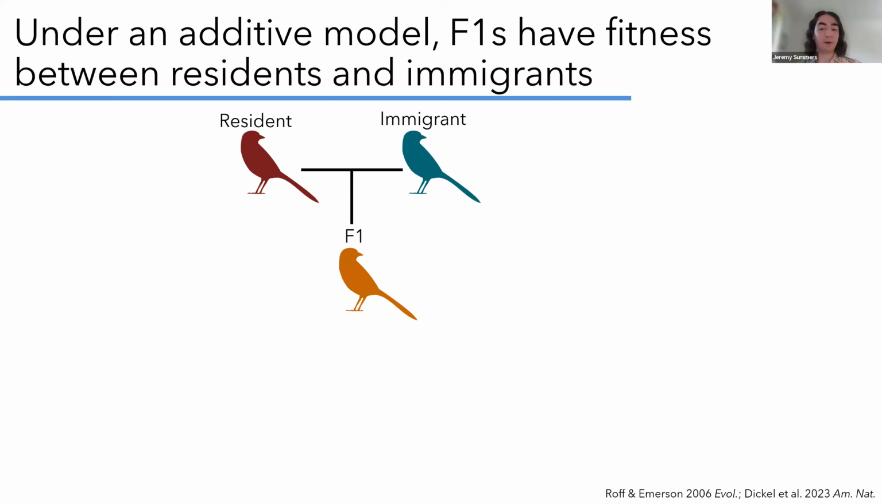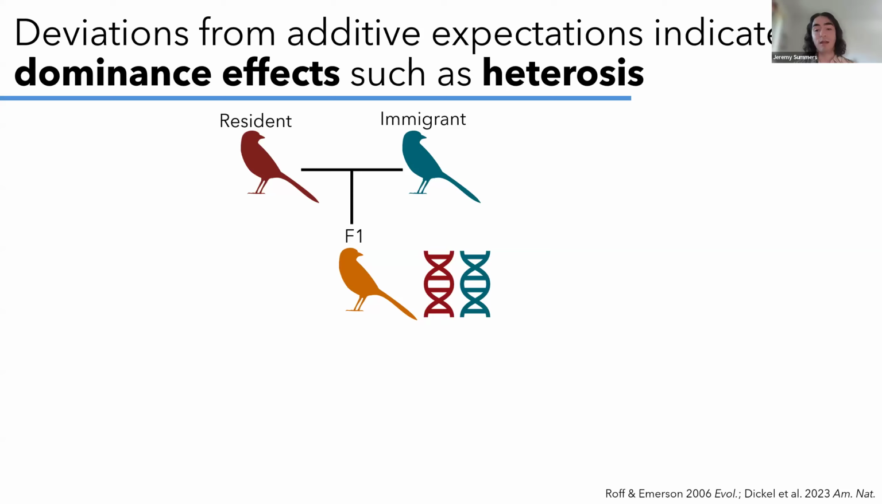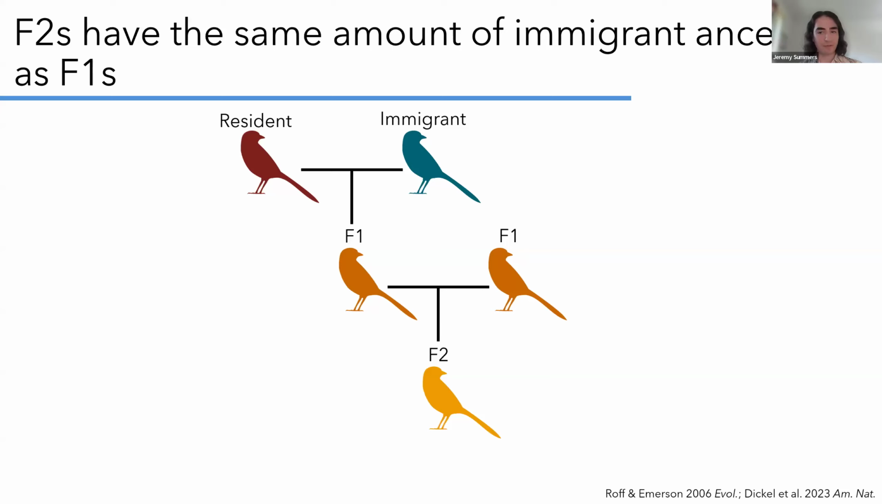Assuming an additive genetic model, the offspring of residents and immigrants, F1s, will have the mean fitness of their parental groups. As mentioned earlier, the increase in heterozygosity of F1s can lead to heterosis due to dominance effects. These effects will present as deviations from the expectation of F1s when using an additive model. F2s, the offspring of two F1s, have the same amount of immigrant ancestry as their parents, and thus are expected to have the same fitness under an additive model.